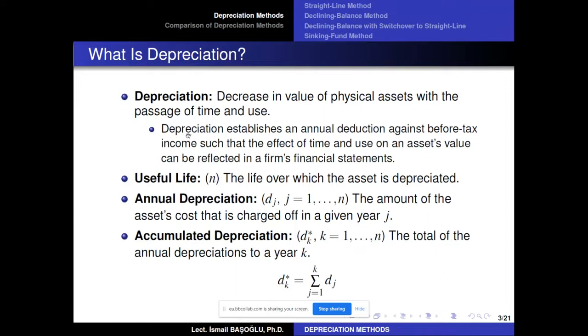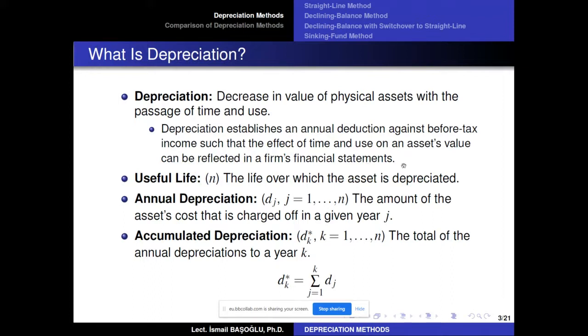So you see, depreciation of the equipment, the loss of value in the machines and equipment that you have, establishes an annual deduction against before-tax income, such that the effect of time and the use of an asset's value can be reflected in a firm's financial statements.